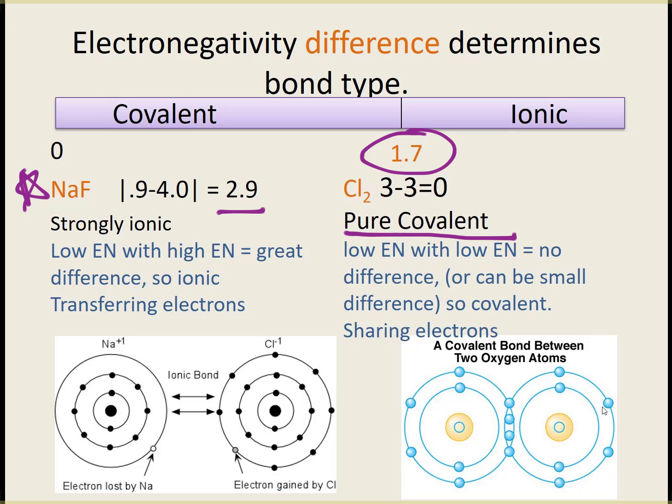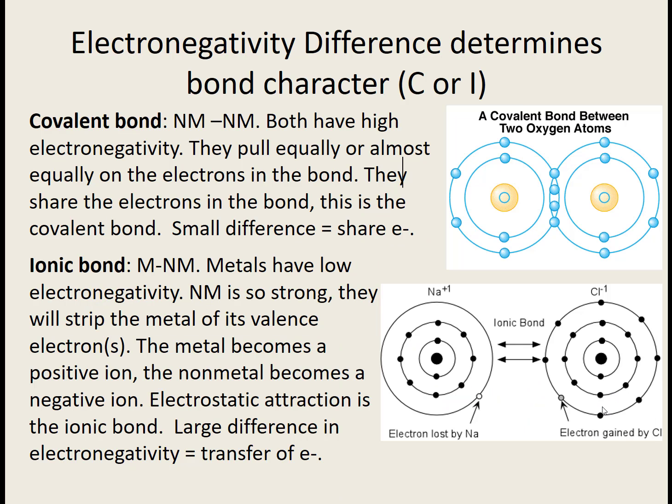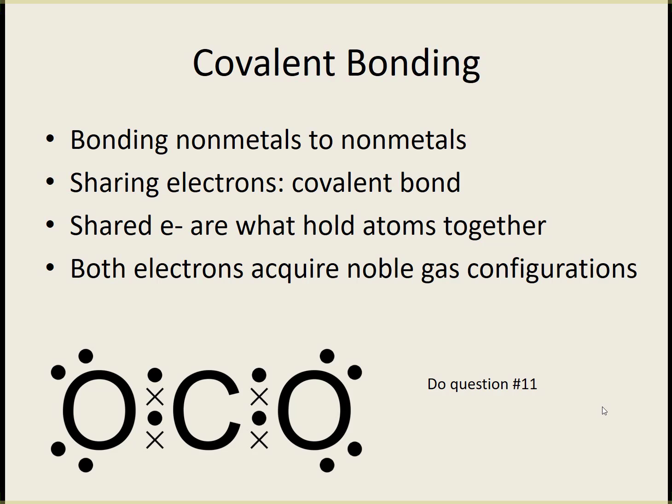If you did have two nonmetals that weren't alike, they would still be sharing, but they would have a small difference in electronegativity. This just explains what I've been talking about, the difference between ionic and covalent. Covalent, they have a very small difference in electronegativity, so you're sharing electrons. Ionic, metal with nonmetal, a big difference, and so there's a transfer of electrons. So covalent bonding is with nonmetal and nonmetal. They're sharing electrons, and down below, this is a CO2 molecule. Notice that we've drawn those Lewis dot structures.